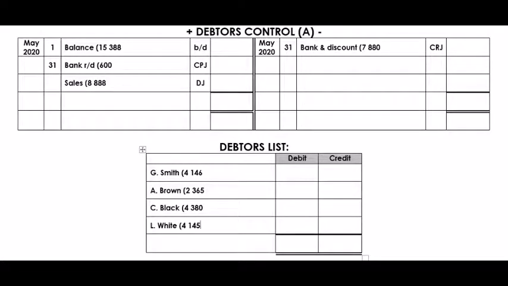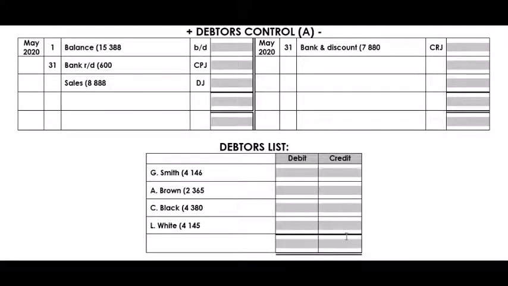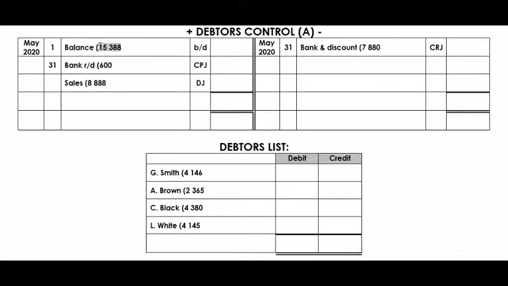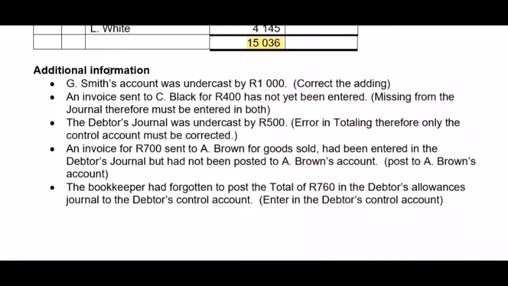You would have noticed that I didn't write any values in the amount columns, here, here, or here. The reason why I've written all of my amounts in brackets next to the details in the debtors control account and in brackets next to the debtors names in the debtors list is because any of these amounts can be adjusted by the additional information. And then I want to be able to have space to do my adjustment. And then right at the end, after I've done all of the adjustments, I just close the brackets and take the final amounts to the amounts columns.